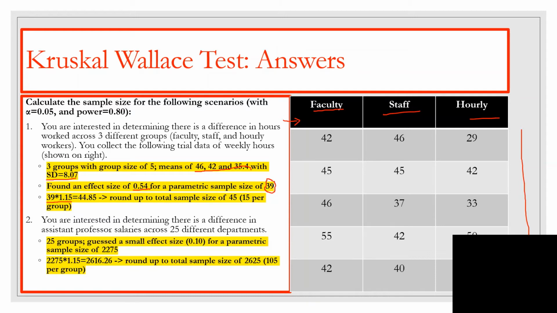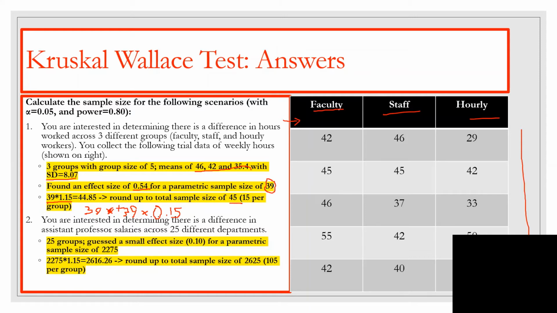We can multiply that by 1.15. That's the same as taking 39 plus 0.15 of it. So that gets us a total sample size of 45, which is 15 per group.